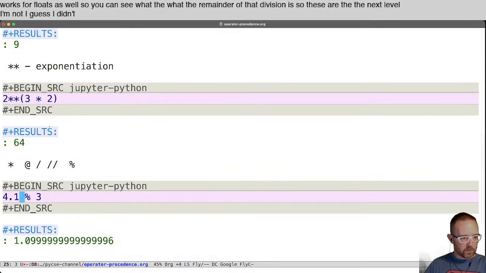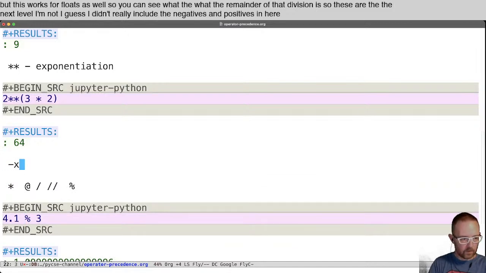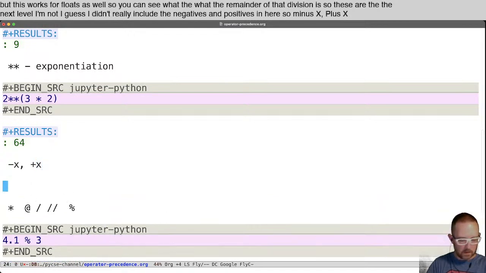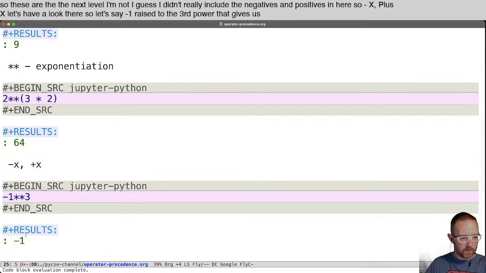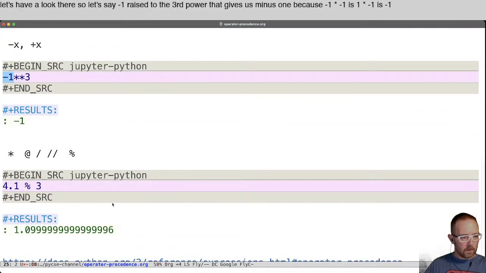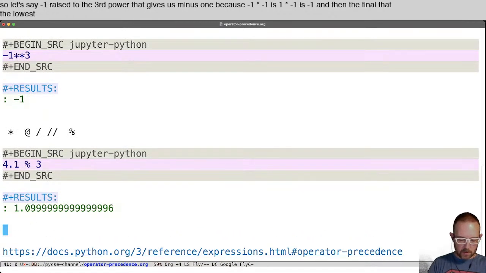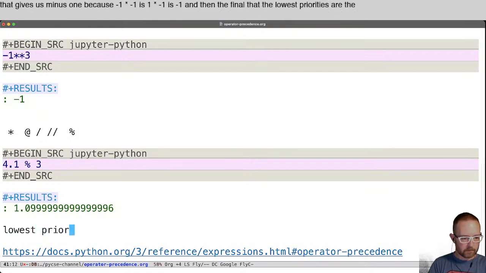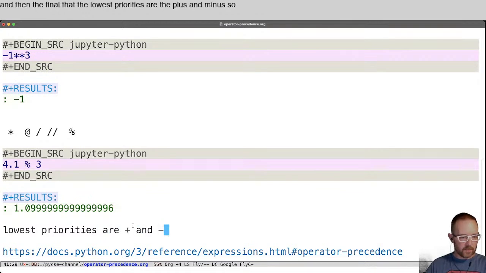I guess I didn't really include the negative and positives in here. So minus x, plus x. Let's have a look there. Let's say minus 1 raised to the 3rd power. That gives us minus 1, because minus 1 times minus 1 is 1, times minus 1 is minus 1. And then the lowest priorities are the plus and minus. Those always happen last.